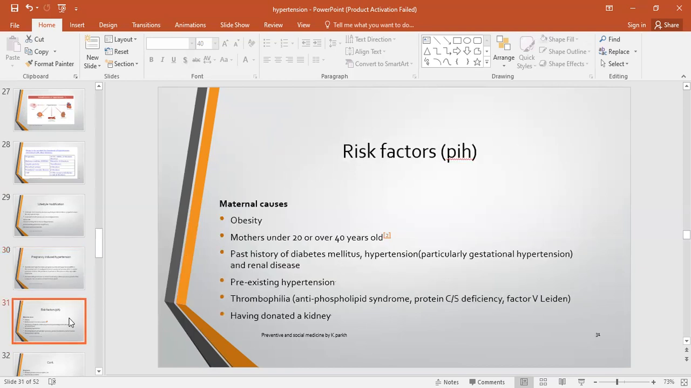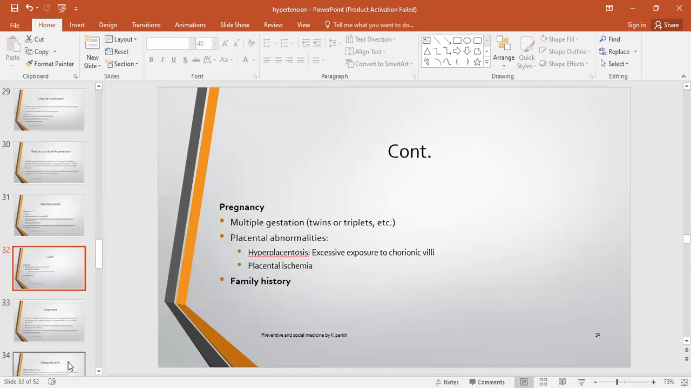Risk factors for pregnancy-induced hypertension: obesity, mothers under 20 or over 40 years of age, past history of diabetes mellitus, hypertension, and renal disease, pre-existing hypertension, thrombophilia like antiphospholipid syndrome, protein C or S deficiency, or factor V Leiden deficiency, having a donated kidney. These are the risk factors for pregnancy-induced hypertension. And the other causes are multiple gestation, twins or triplets, placental abnormalities like hyperplacentosis, excessive exposure to chorionic villi, placental ischemia, or a strong family history.